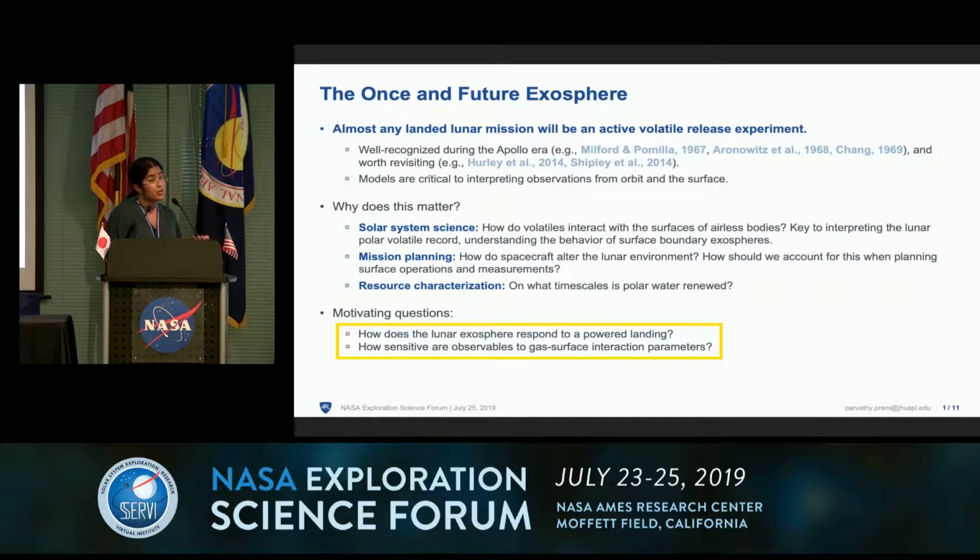Understanding how spacecraft alter the lunar environment is also critical to mission planning when it comes to determining how far you should rove before measuring surface volatiles and other questions. And then lastly, when it comes to looking at water as a potential resource, it's important not just to characterize its distribution and depth and laterally, but also the processes that control it. And in particular, there's this question of what timescales this resource is renewed on, and the interaction of water molecules and other volatiles with the surface is critical to answering that question as well.